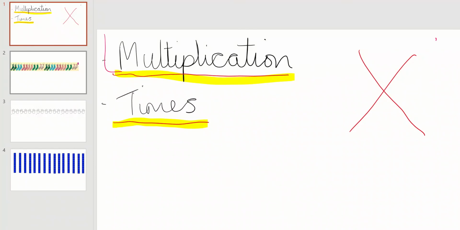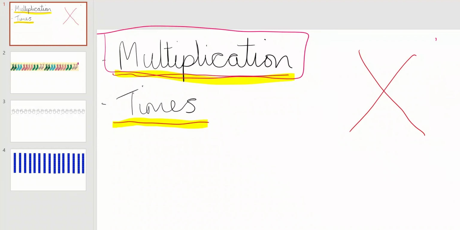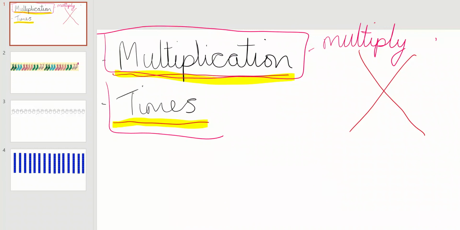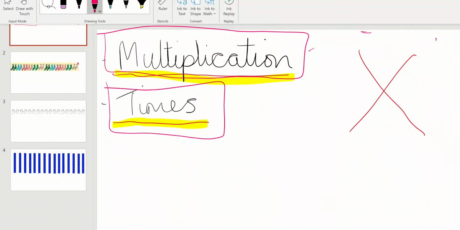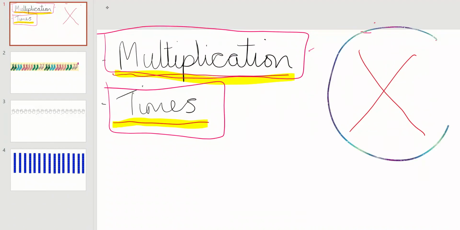So this word multiplication here at the top, this long one, is also linked to the word multiply. If you multiply a number, you are doing multiplication. We can also use the word times, which means the same thing. And we will inevitably see this sign here. This is the multiplication or the times sign. It just looks like an X.